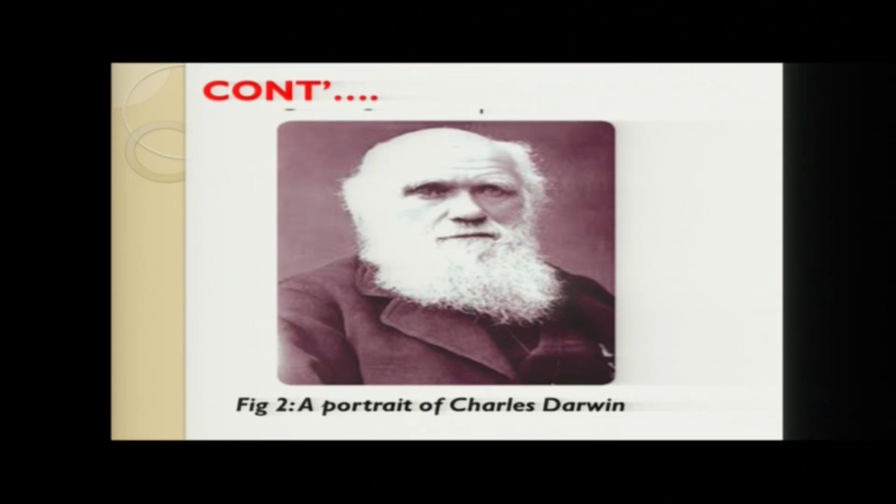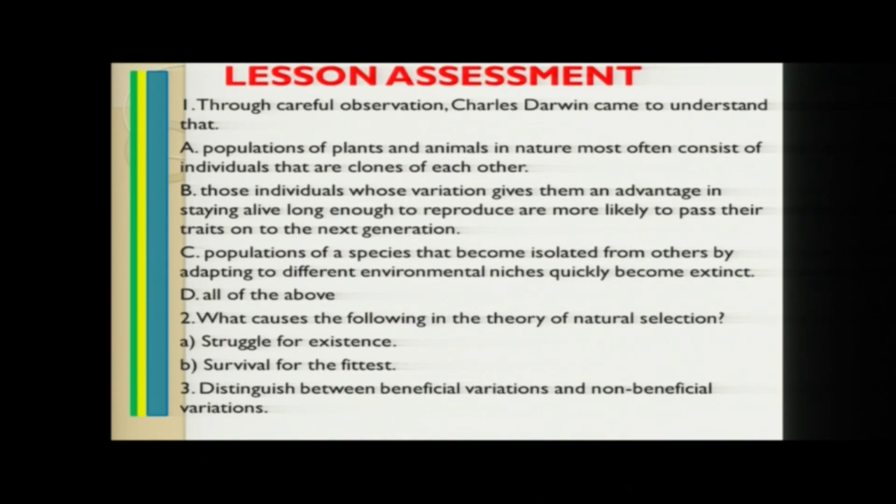So I'm coming to the end of the lesson, but students, I can't leave you without testing your understanding. So I'm going to leave you with three numbers. You have to go through these numbers and understand. Number 1: through careful observation, Charles Darwin came to understand that populations of plants and animals in nature often consist of individuals that are clones of others. B: those individuals whose variation gives them an advantage in staying alive long enough to reproduce are more likely to pass their traits on to the next generation. C: a population of species that become isolated from others by adapting to different environmental niches quickly become extinct. D: or above are correct.